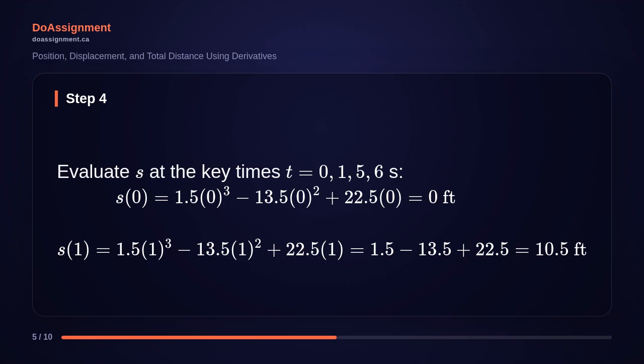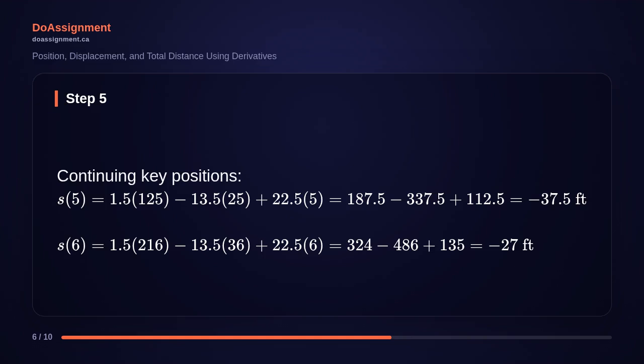At t equals 0, position equals 0 feet. At t equals 1, position equals 1.5 minus 13.5 plus 22.5, which equals 10.5 feet. At t equals 5, position equals 187.5 minus 337.5 plus 112.5, which equals negative 37.5 feet. At t equals 6, position equals 324 minus 486 plus 135, which equals negative 27 feet.